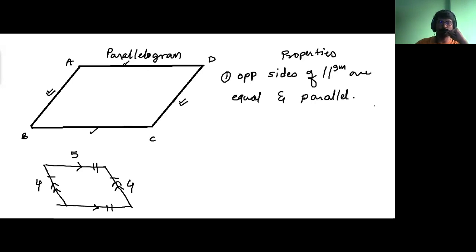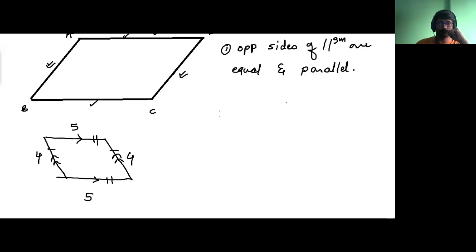This is the first important property. Now the second property. What is the second property? Opposite angles are always equal. This angle and this angle are equal. These angles and these angles are equal. So opposite angles of a parallelogram are equal. I hope you finished writing this.